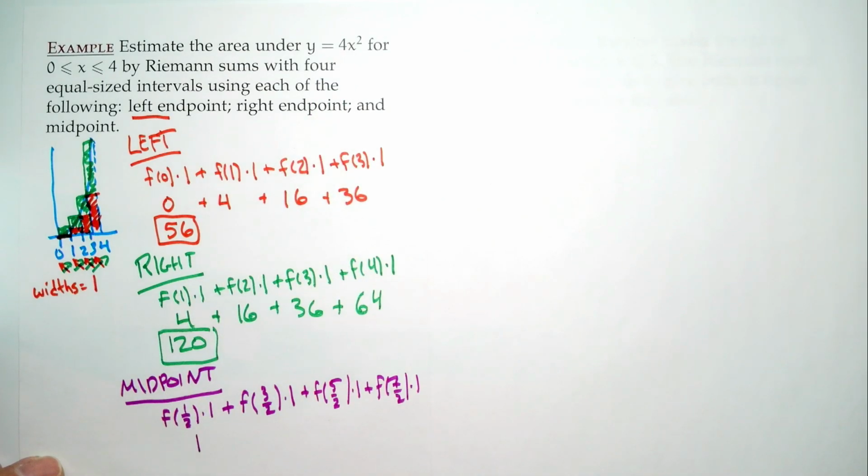All right. So if you plug in 1/2 into 4x squared, what do you get? You'll get 1. It'll be 4 times a fourth. Plug in 3/2 into 4x squared, what will you get? You'll get 4 times 9/4, which is 9. Plug in 5/2, what will you end up with? 25, because it'll be 25/4 times 4. Plug in 7/2, what will you be? 49. And 49 plus 1 makes 50, plus 25 makes 75, plus 9 makes 84.